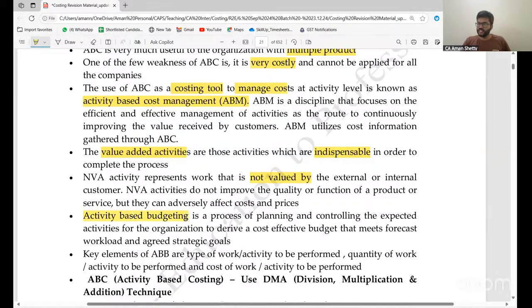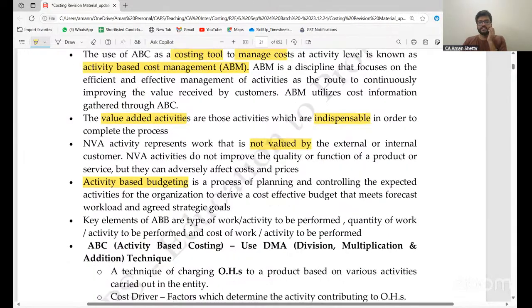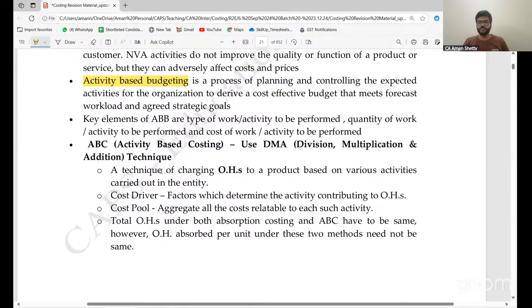When you budget using ABC principles, that's my activity based budgeting, a process of planning and controlling the expected activities of the organization to derive a cost effective budget that meets forecast workload and agreed strategic goals. Key elements of ABB are type of work, activity to be performed, quantity of work, activity to be performed, and cost of work or activity to be performed.